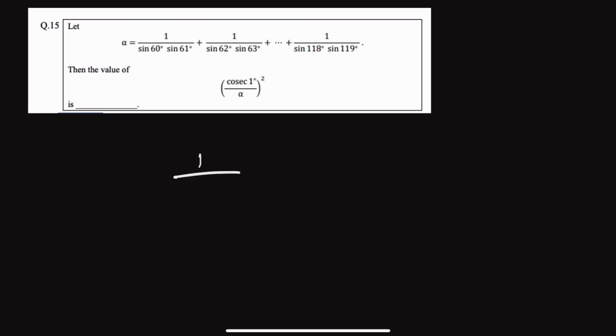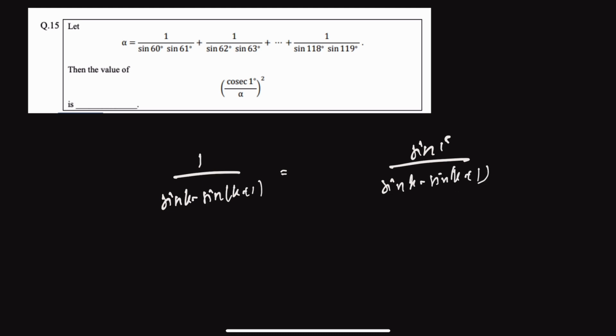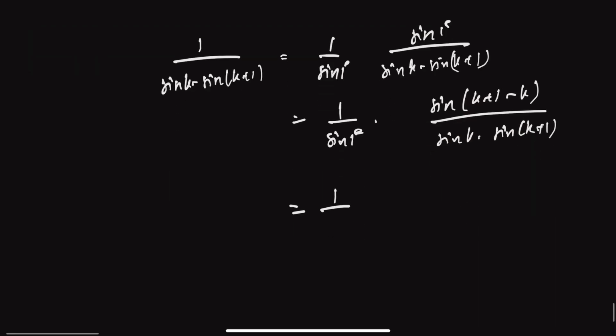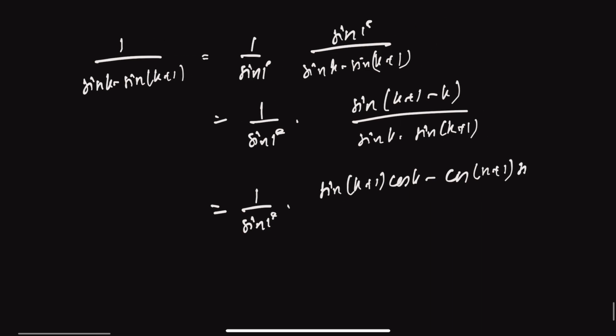So first thing, if we have sine k into sine k plus 1, we can multiply by sine 1 degrees and also divide. So this is 1 by sine 1 degrees into sine of the numerator. I can write it as sine of (k plus 1 minus k). So this is nothing but 1 by sine 1 degrees into sine of k plus 1 cos k minus cos of k plus 1 sine k, because sine (a minus b) is sine a cos b minus cos a sine b, all over sine k into sine of k plus 1.